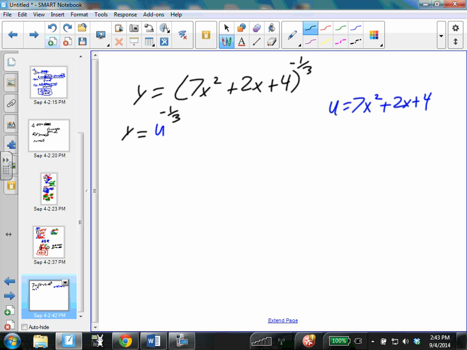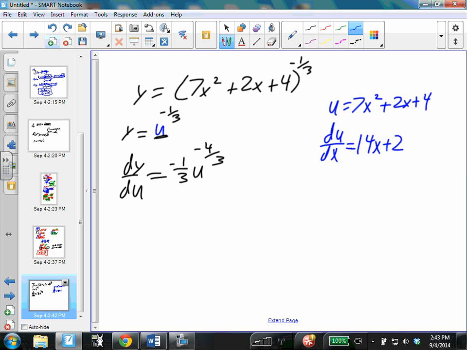Remember, I really want dy dx. I want the change in y with respect to my x value. So I'm going to take two derivatives. I'm going to take the change in y with respect to this u right here, and that's going to give me negative 1/3 u to the negative 4/3. Then I'm also going to take the derivative of my u. So the change in u with respect to x is equal to 14x plus 2. And I'm going to multiply those two derivatives together: dy du, change in y with respect to u, times my change in u with respect to x.